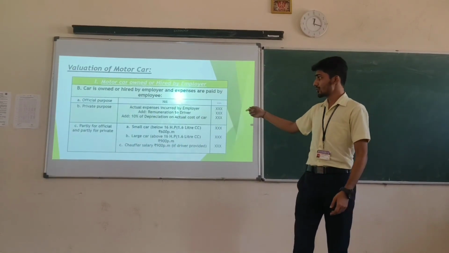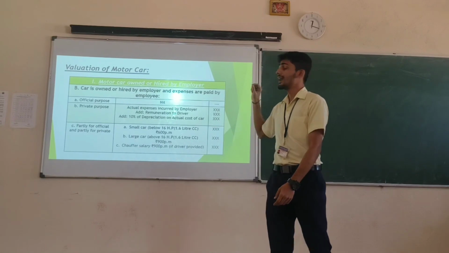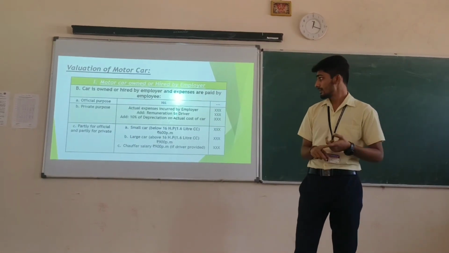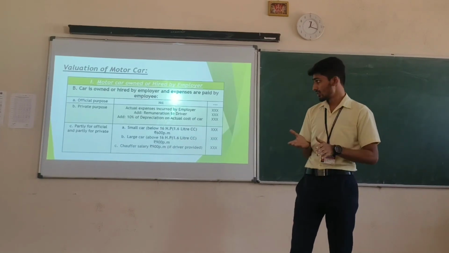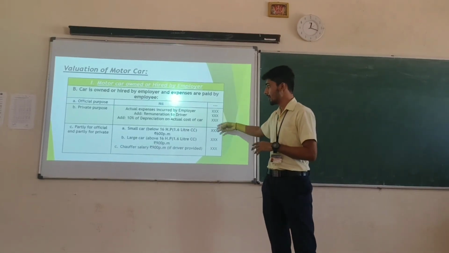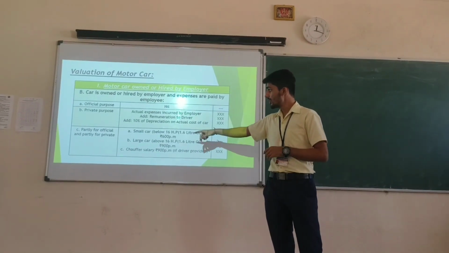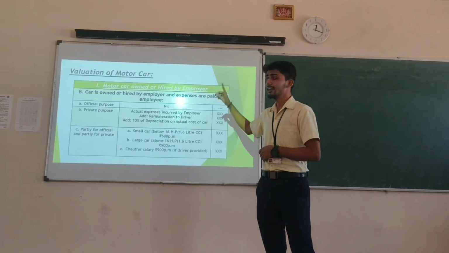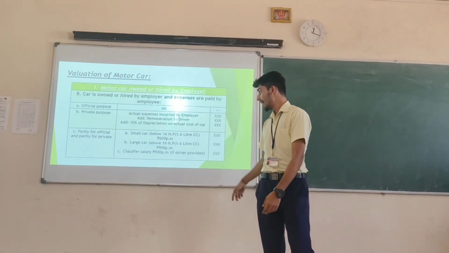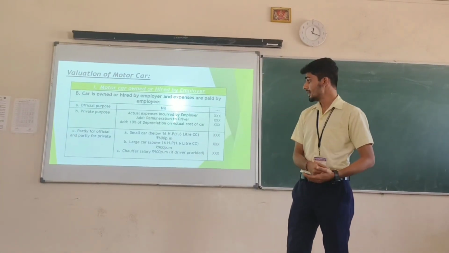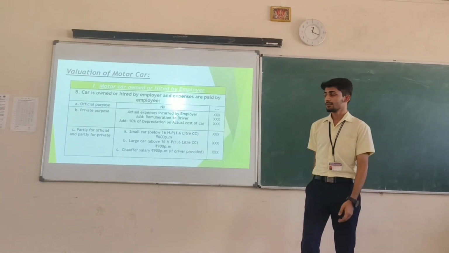And this is the second situation, that is car is owned or hired by the employer, but the expenses are made by the employee himself. Okay, that is, all the expenses are made by the employee. Here also the same conditions apply, but the only change here is the value. For small car, there it was 1800 per month, here it is 600 per month. And for large car, it is 900 per month, and there it was 2400 per month. Next.